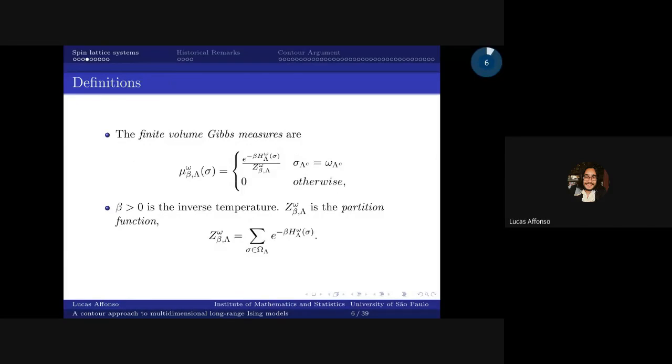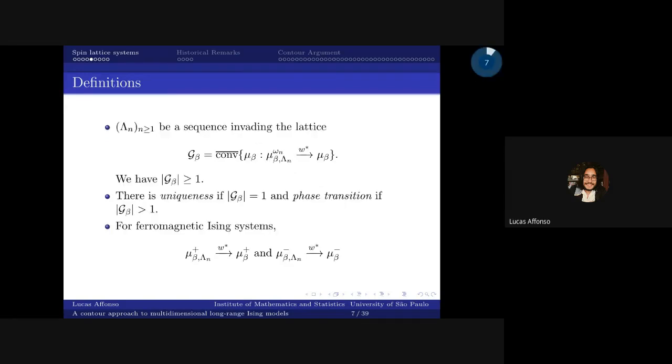So the finite volume Gibbs measure is given by this expression, the probability of seeing a configuration that is given by this expression that you are seeing. And the set of all Gibbs measures is defined as the closure of the convex hull of the weak limit of the finite volume Gibbs measures. And we say that there is uniqueness if this set G_beta has only one measure, and it has phase transition when it has more than one measure. For ferromagnetic Ising systems, as we will be talking about today, the most important measures that we work with are the measure with a plus boundary condition and the measure with a minus boundary condition.